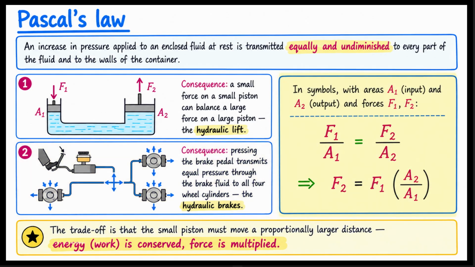In symbols, with input area A1, output area A2, and corresponding forces F1 and F2, F1 over A1 equals F2 over A2, which rearranges to F2 equals F1 times A2 over A1. The trade-off is distance. The small piston must travel a proportionally larger distance. Energy or work is conserved through the system. What is multiplied is force.